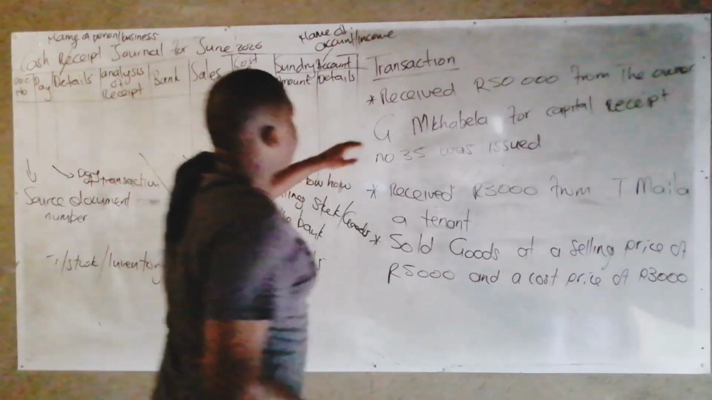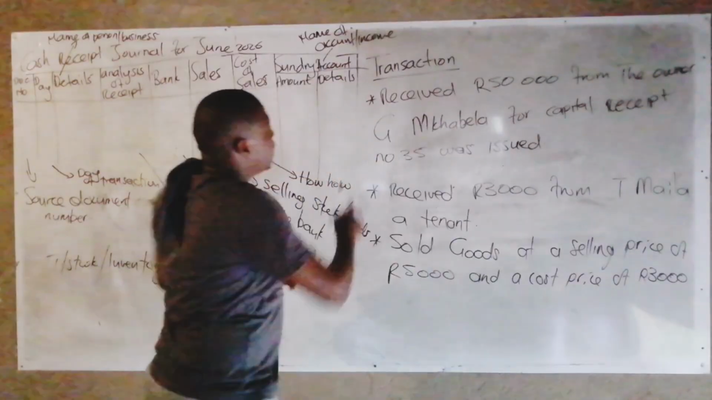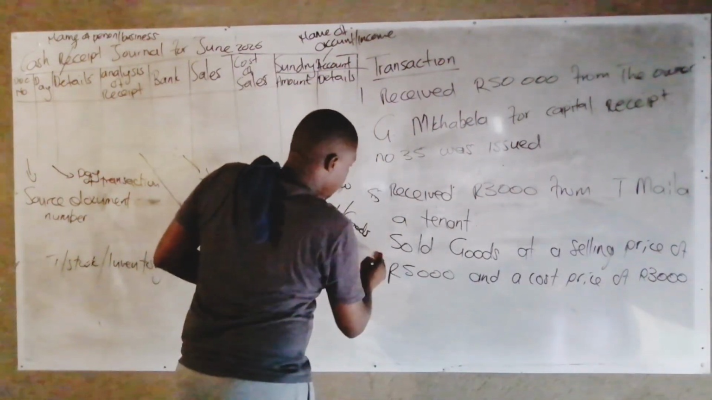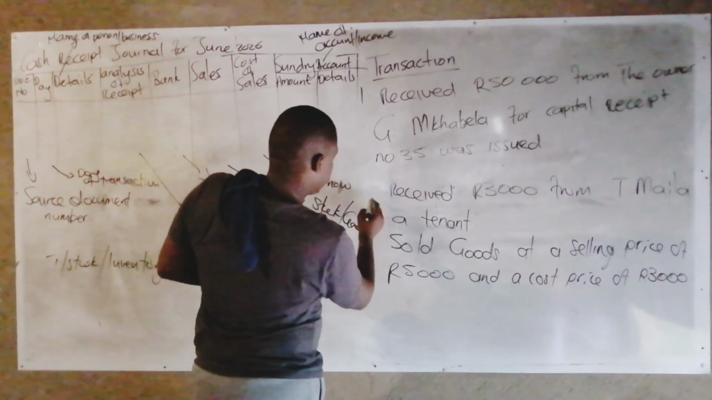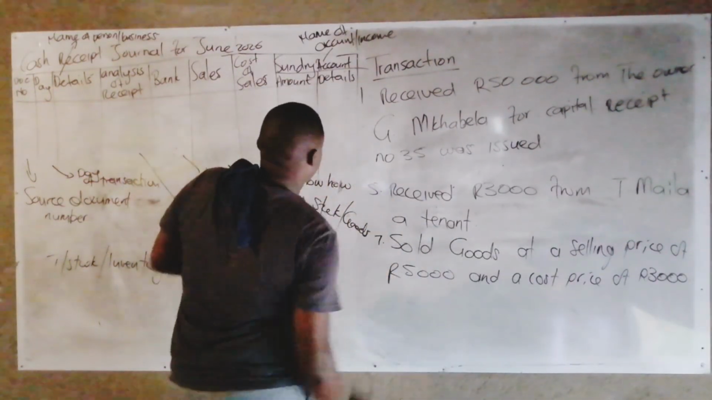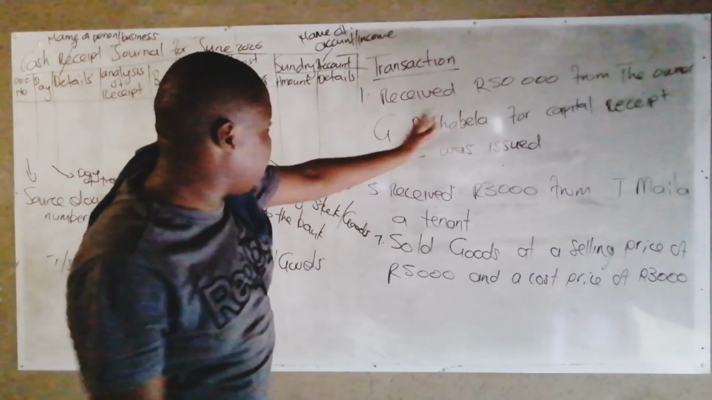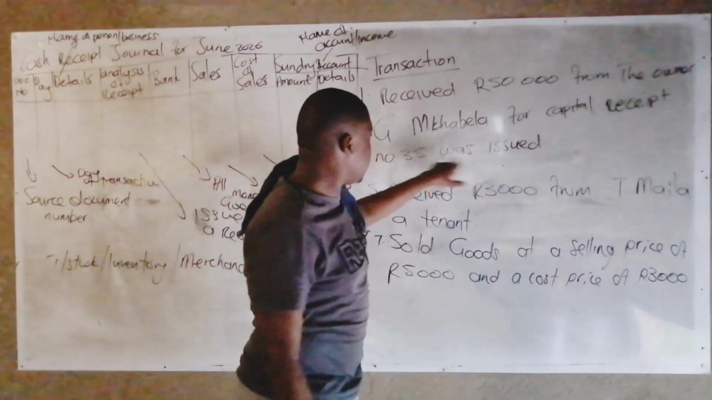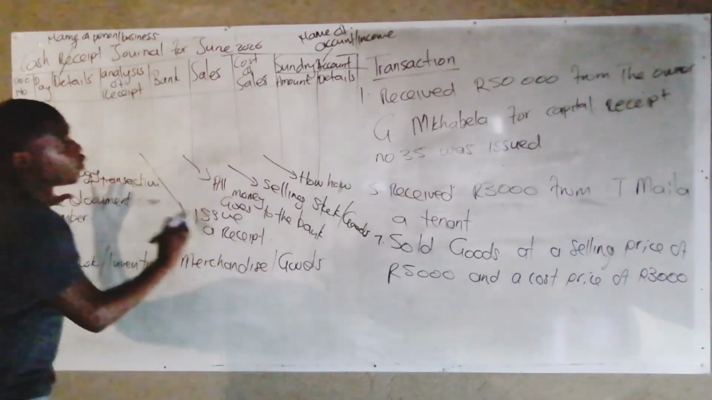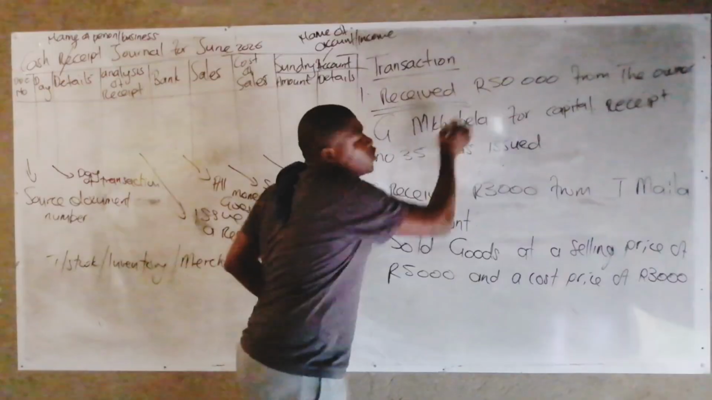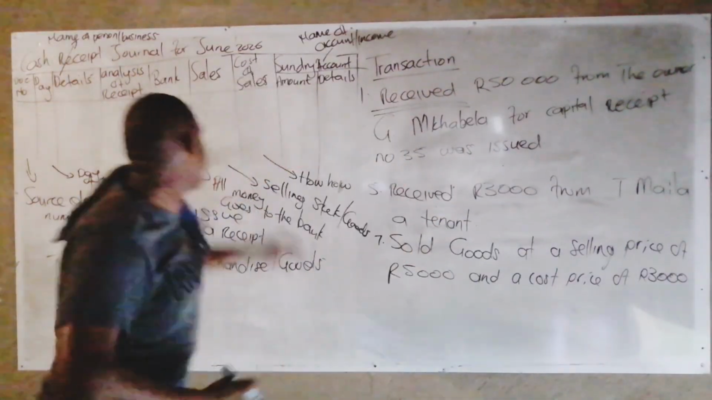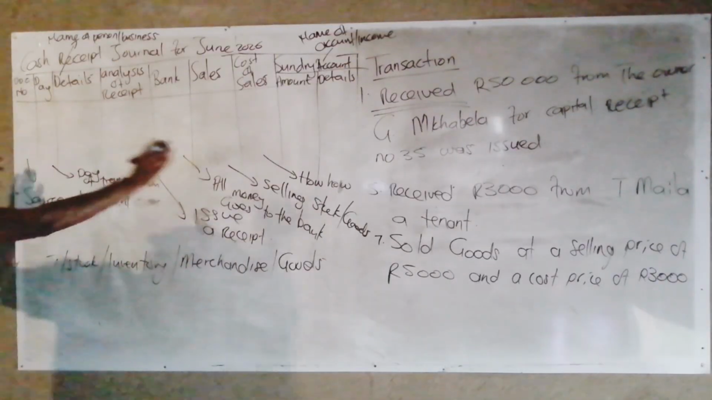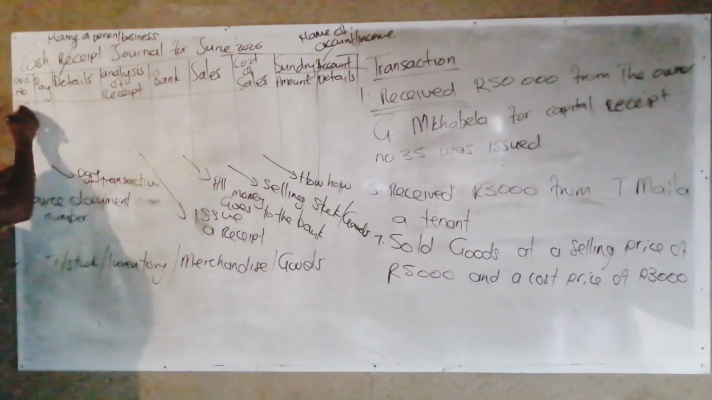Alright, so now we have a transaction. Let's take for instance, this was day 1, this was day 5, and this was day 7. Day 1, received 50,000 rand from a tenant or from the owner, Jim Kabela, for capital. Receipt number 35 was issued. So you know that I received a certain amount of money. Then that's money coming in, then it will be recorded in the CRJ. Then document number, they say the receipt number 35 was issued.